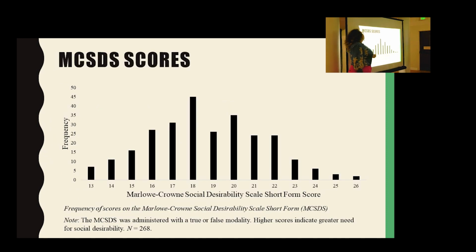So, as I mentioned before, I used the MCSDS to assess social desirability bias, or the need for social acceptance of my sample. This is the range of the Marlowe-Crowne. So this is the lowest value, and that's the highest value over there. And then this is the frequency, so this is the amount of participants that scored the exact score on the x-axis. 65% of my sample agreed with more than half of the items on the social desirability questionnaire.